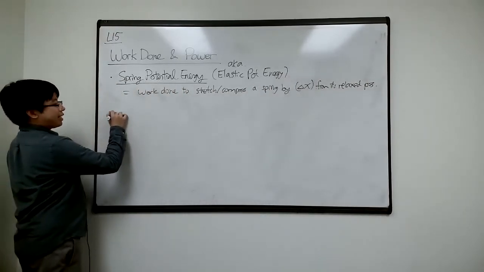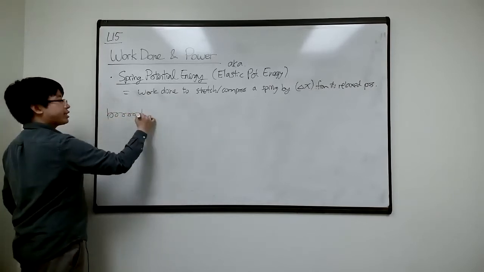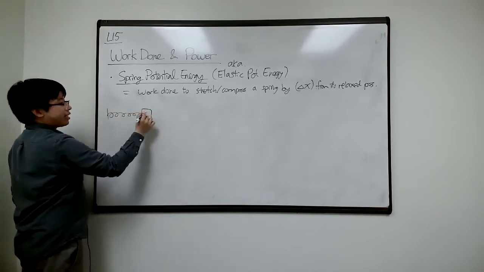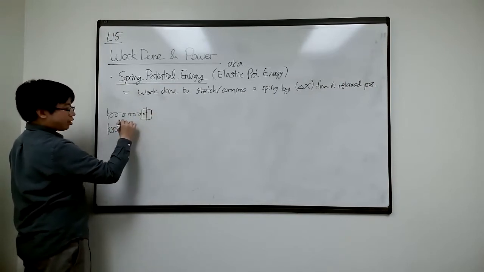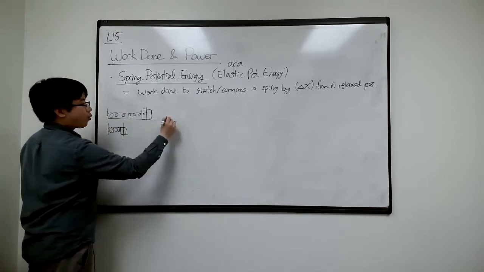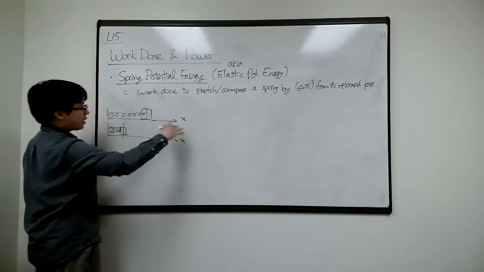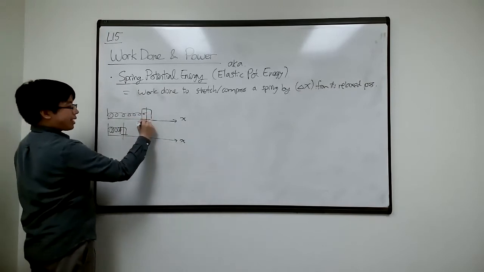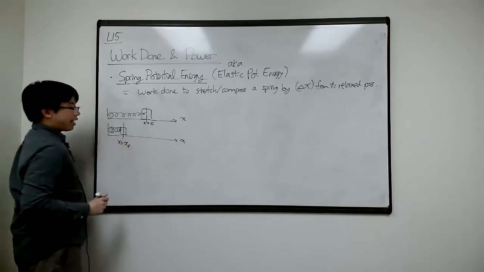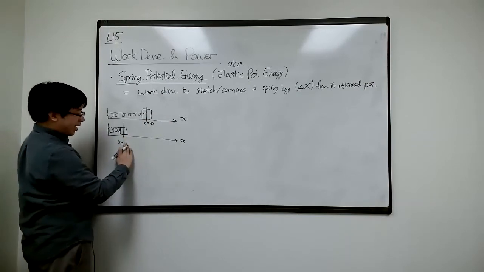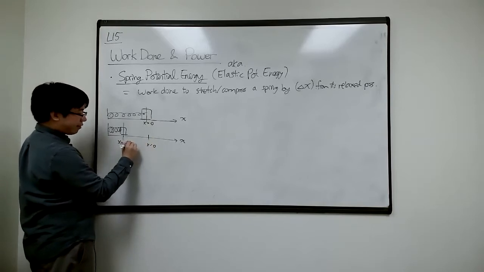Well, let's think about what's happening first. Let's think about compression first. Right. So we put a box over here. This is the relaxed position, and if you compress it, we are going to be working in just one dimension. So I'm going to use the standard x, and I'm going to make x equals 0 over here. X equals x final over here, and this is going to be negative delta x.